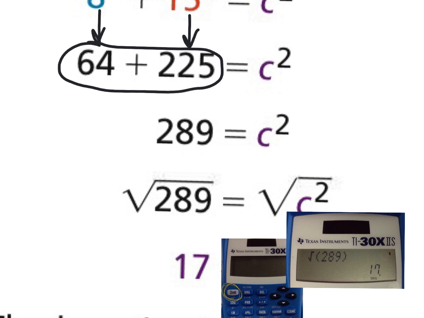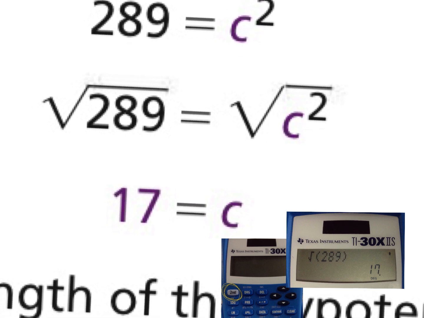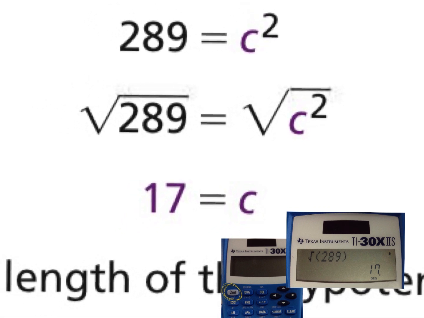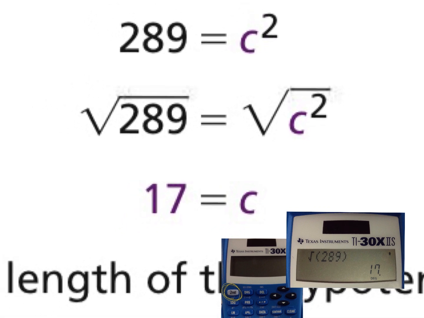If they're dividing next to the variable, we multiply. In this case, the variable is being squared. To get rid of that, we have to take the square root. The square root is the opposite operation of squaring the c. So in order to do that, we have to take the square root on both sides of the equation.